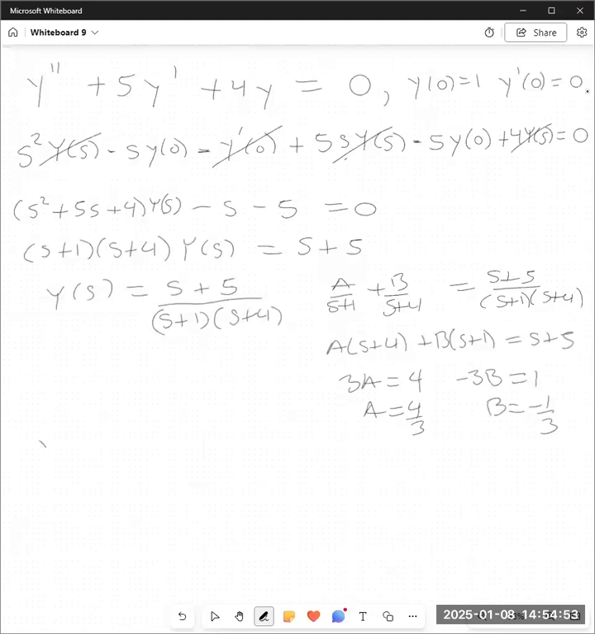So capital Y of s is equal to A, which is 4/3 over s plus 1, and B, which is -1/3 over s plus 4. Little y of t is equal to 4/3 e to the -t minus 1/3 e to the -4t.